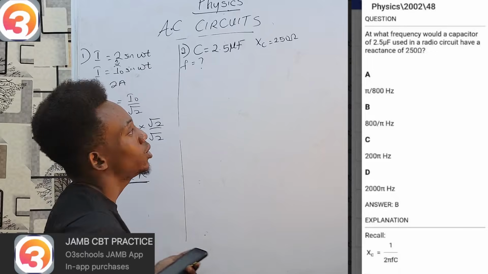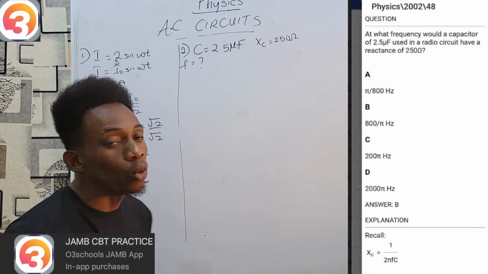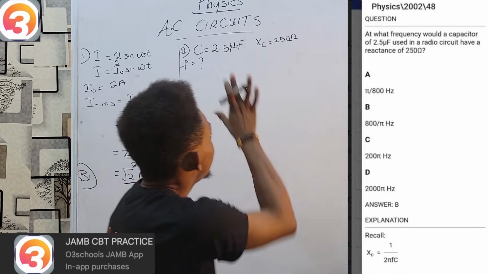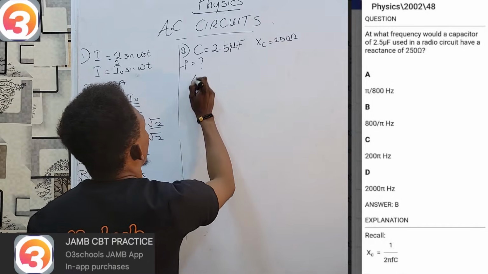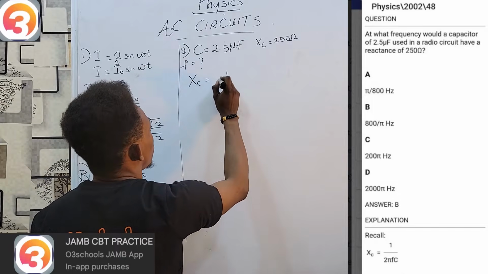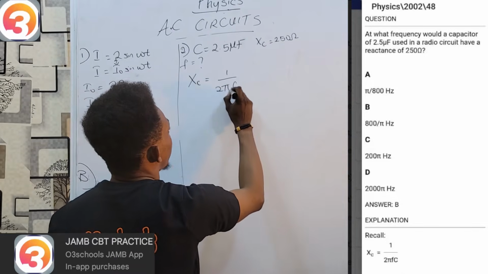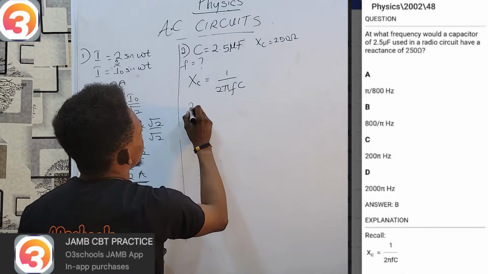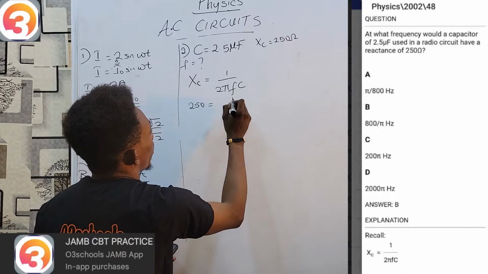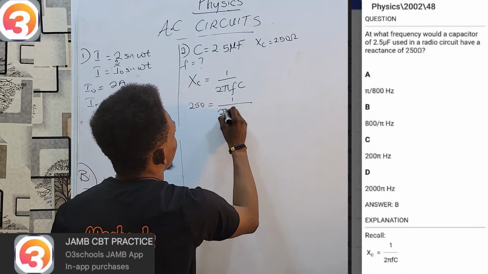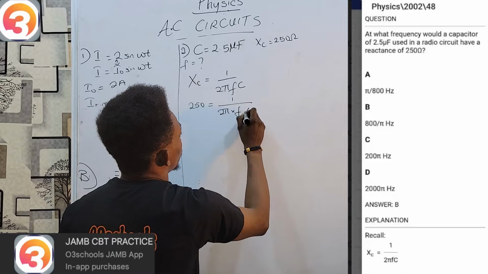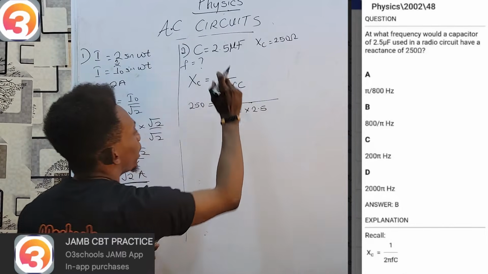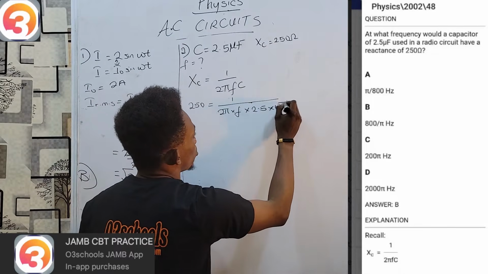Therefore, at what frequency? We do not know the frequency, we know the capacitance, and we know the reactance. So all you have to ask yourself is, what formula connects these variables? And if you remember, XC equals 1 over 2 pi FC. So what do we do next? XC is 250, equals 1 over 2 pi times F, which we do not know, times C, which is 2.5, then micro standing for 10 to the power minus 6.